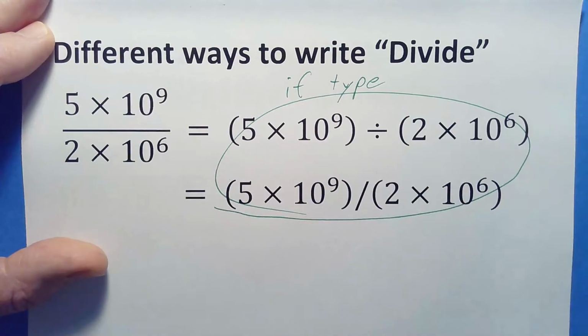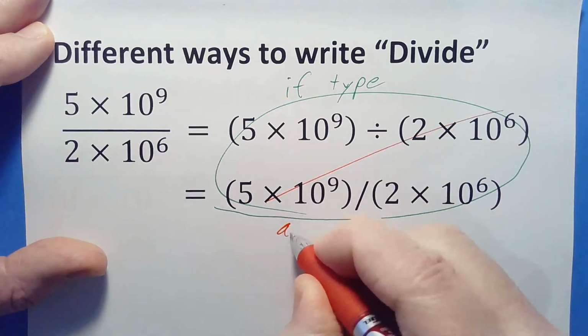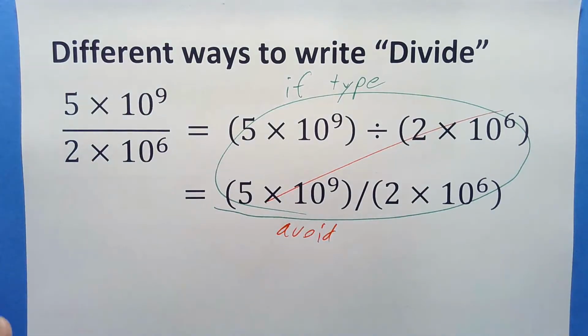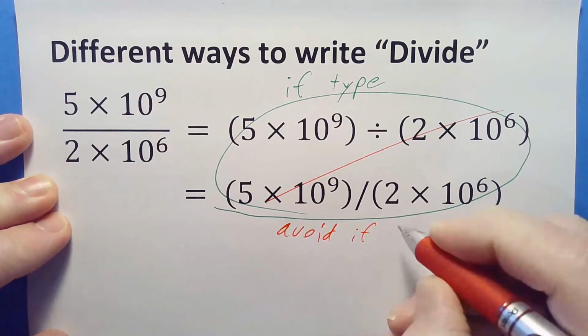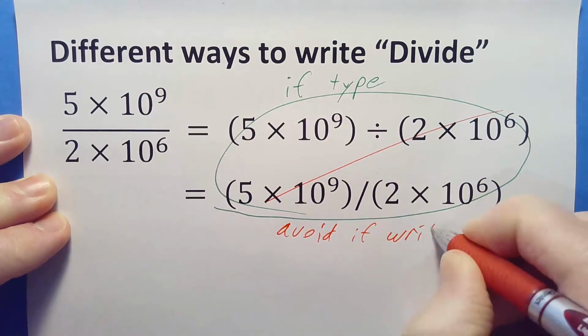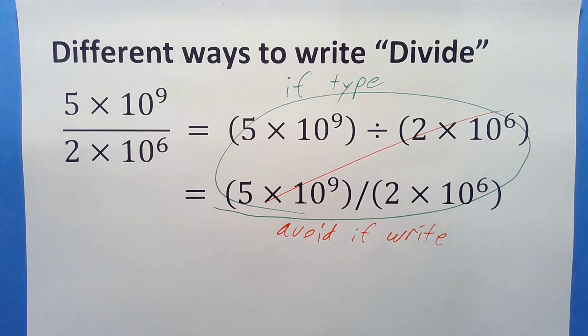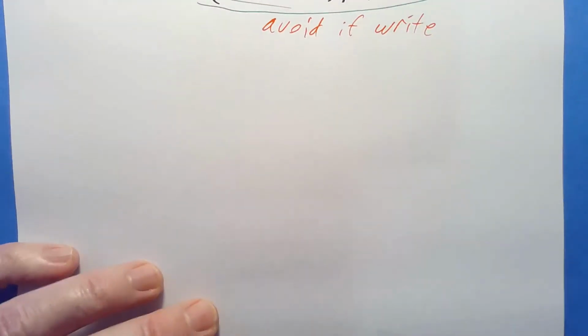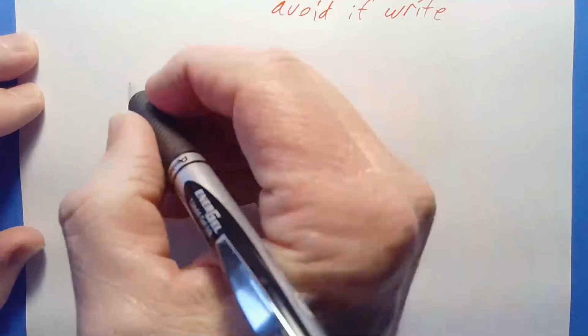So let's try to avoid writing it that way if you're doing it by hand. Okay, so avoid if writing by hand. Instead we're going to use this way right here. Now let's actually use that. I'm going to rewrite it just so we've got a clean version here.